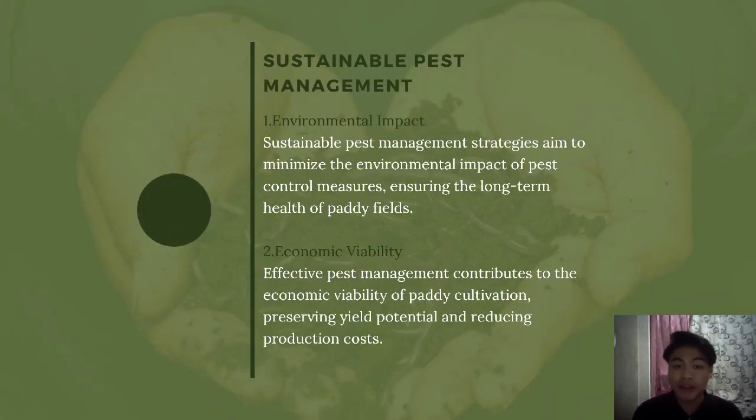And for sustainable pest management, there are also 2 points here. The first one is environmental impact. Sustainable pest management strategies aim to minimize the environmental impact of pest control measures, ensuring the long-term health of paddy fields. Second one is economic viability. Effective pest management contributes to the economic viability of paddy cultivation, preserving yield potentials and reducing production costs.